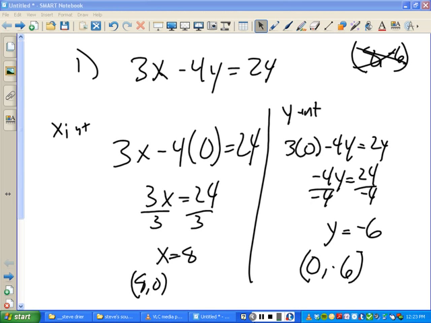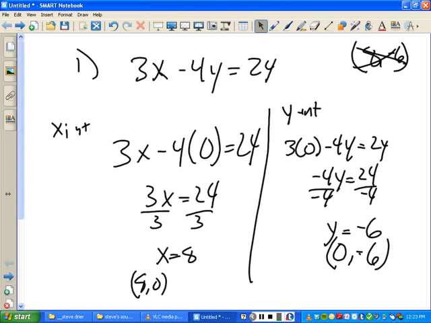Questions on number 1? Got it. So if I put in 8 comma negative 6, it would be wrong. Yes. Because it should be (8, 0) and (0, negative 6). Yes, ma'am. Okay. We'll just make that a negative right there. Perfect. Okay. That makes sense. All right, next one.